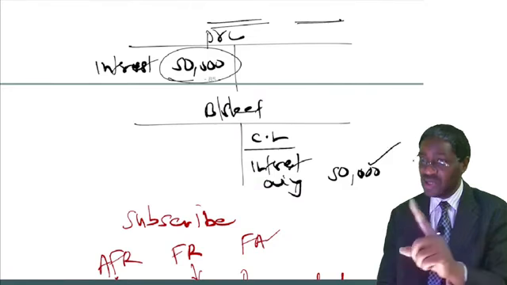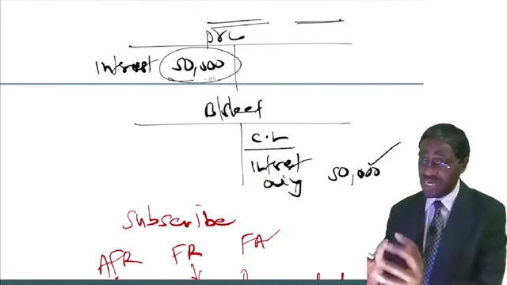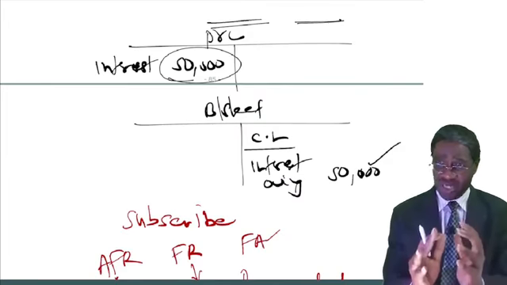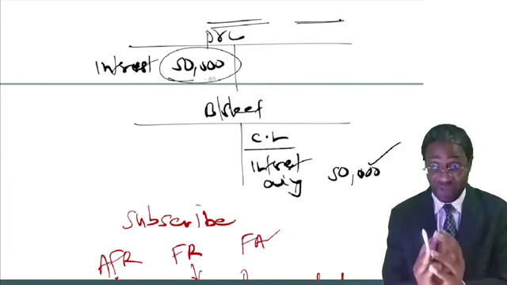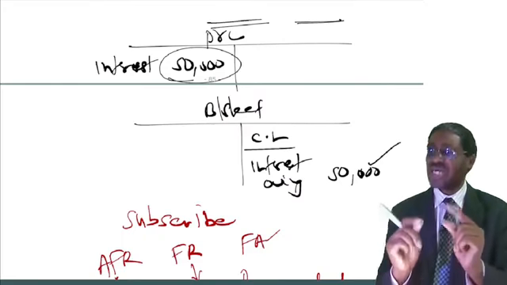So both of us, that is the business and the income tax authority, are recognizing the 50 as an expense. The only difference is the timing.